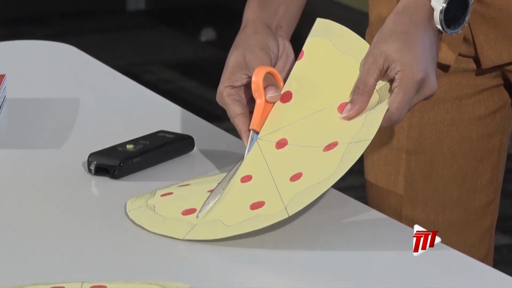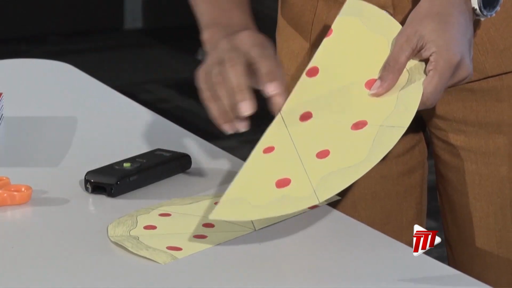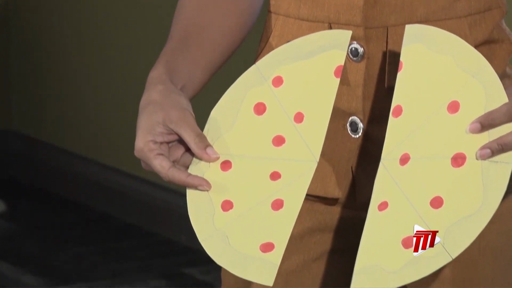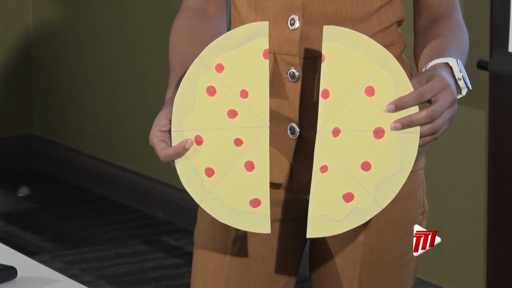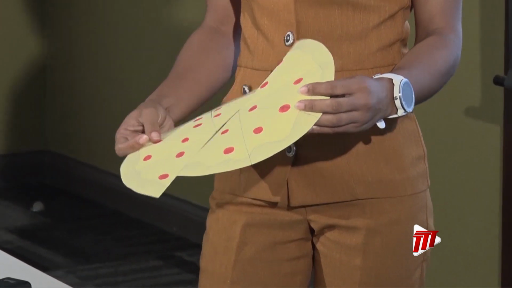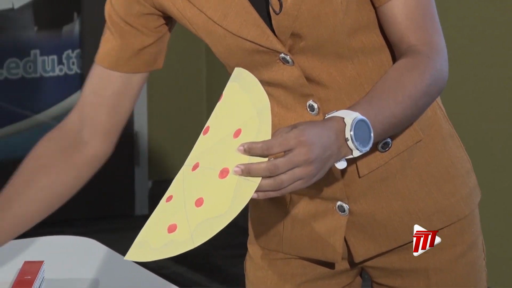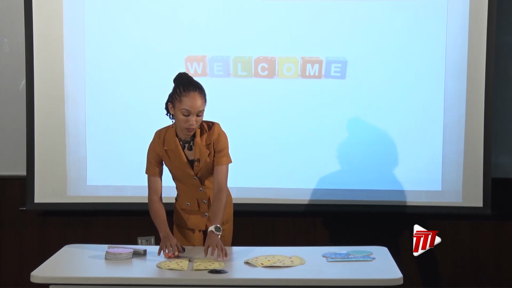Okay, this is a whole pizza and I'm cutting it straight down the center. So is this better now? Yes, I have two equal parts. So I cut my whole into two equal parts. Okay, so now would you like to get a piece? Here you go. And I'll keep this piece for myself.